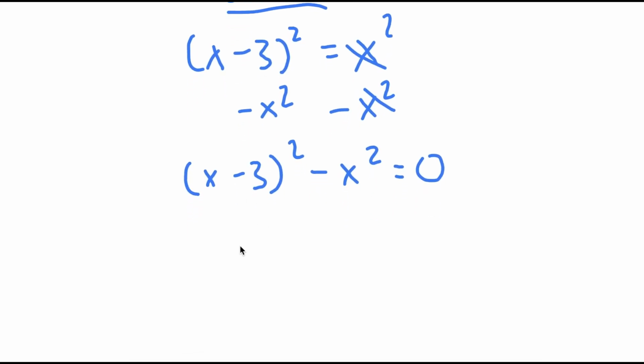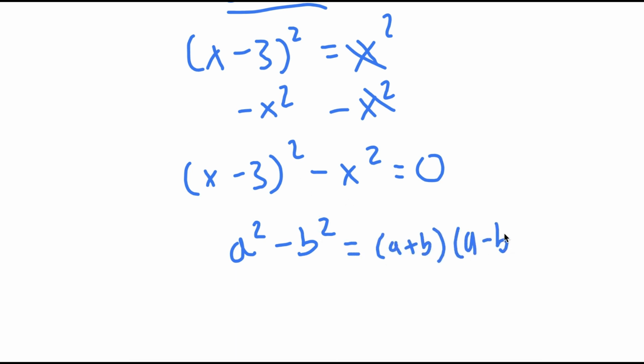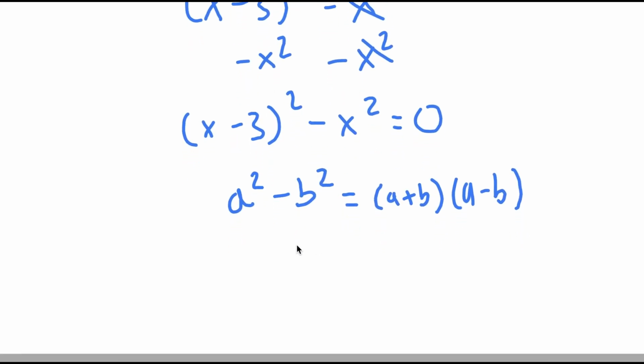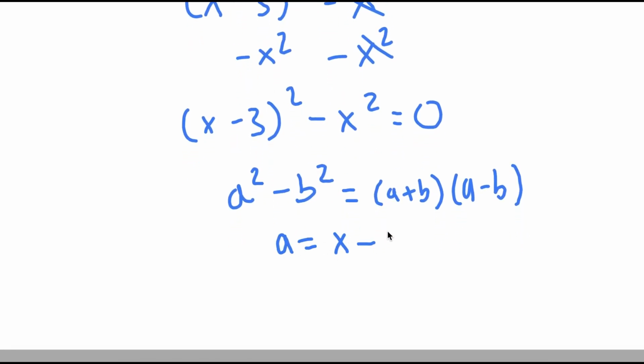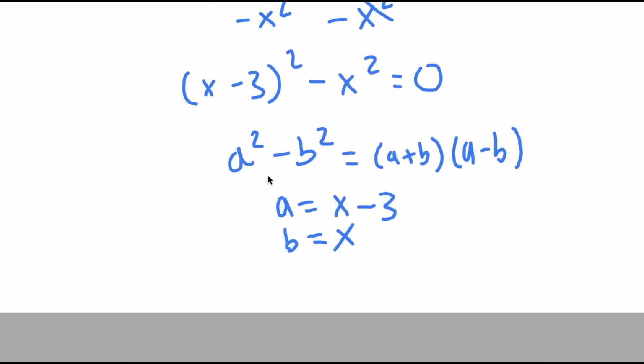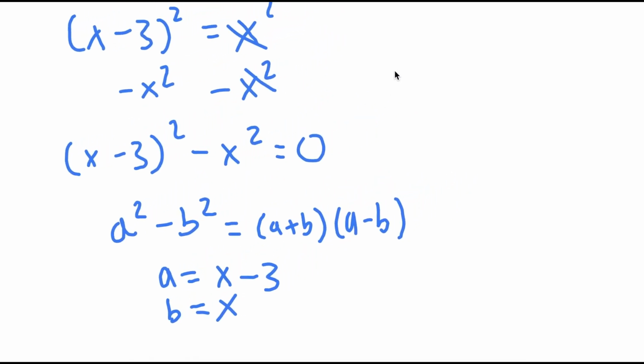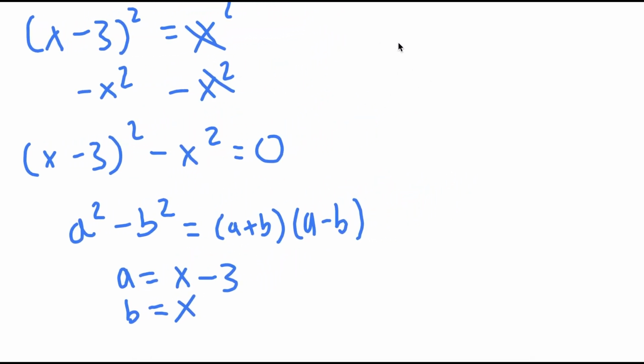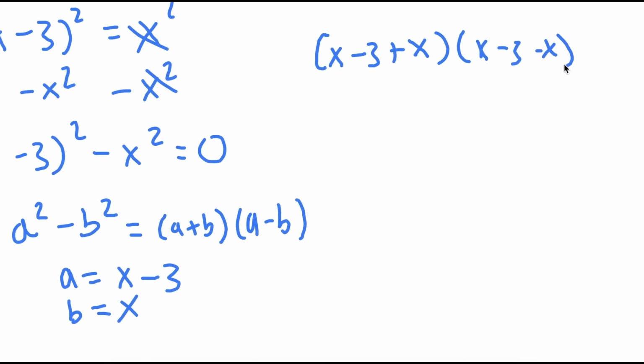Now, if I have something in the form a² - b², this is equal to (a + b) times (a - b). So in this case, a is x - 3 and b is x. So I have (x - 3 + x) times (x - 3 - x), and this is equal to 0.